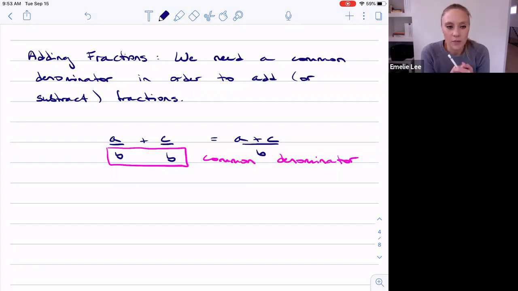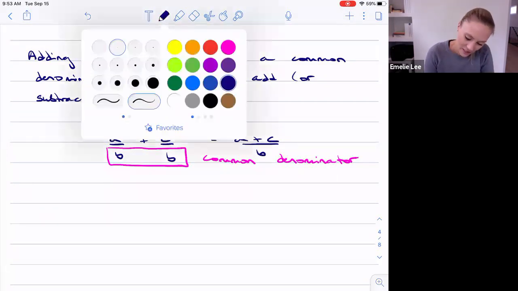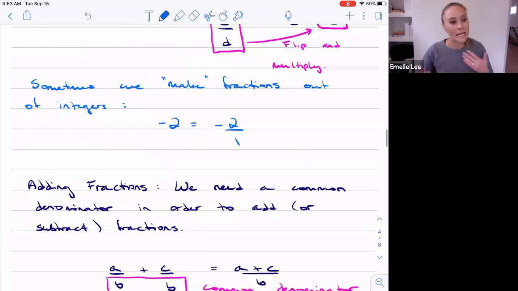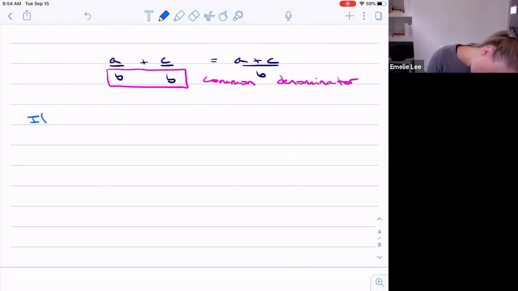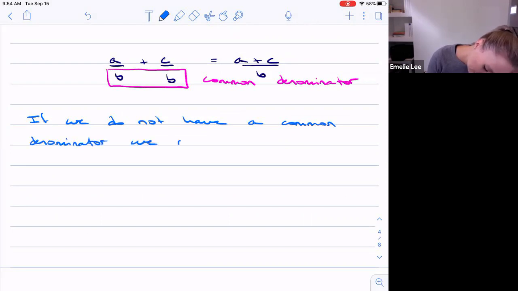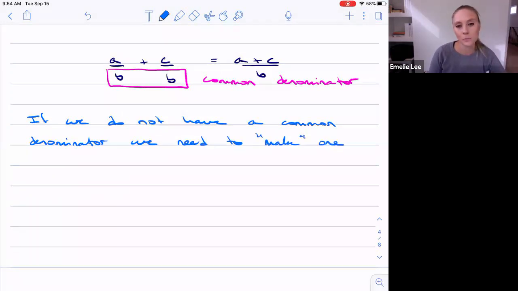What if you don't have a common denominator? Well, then we have to make one. Just like sometimes we're going to end up making fractions, we can force common denominators. And so if we do not have a common denominator, we need to make one again.